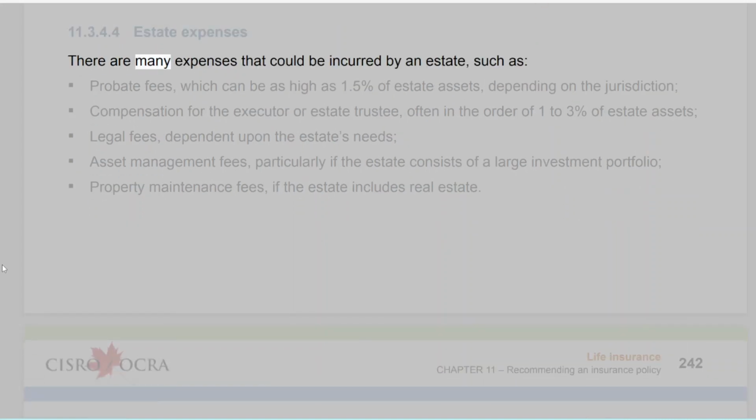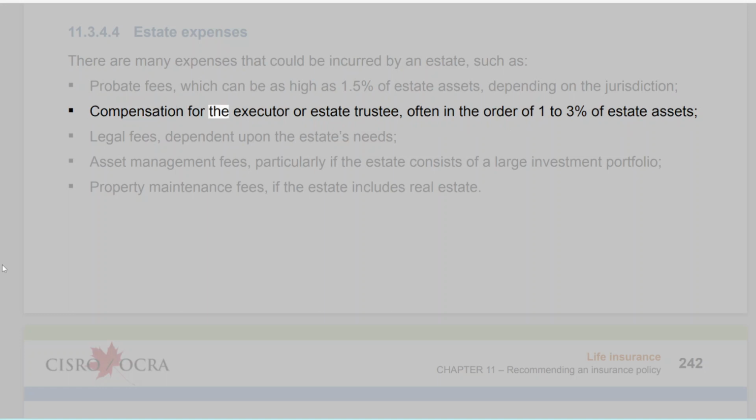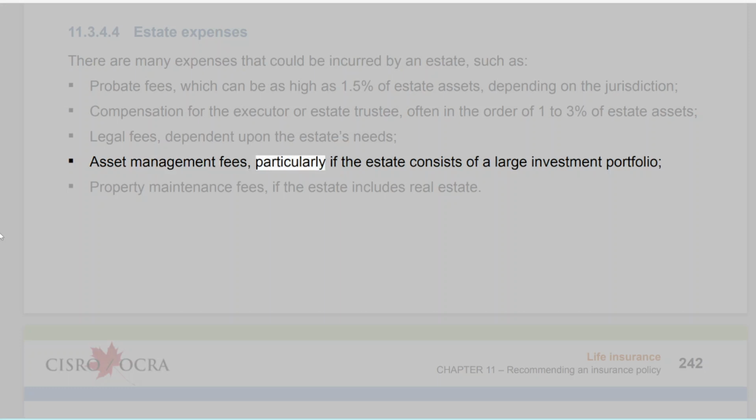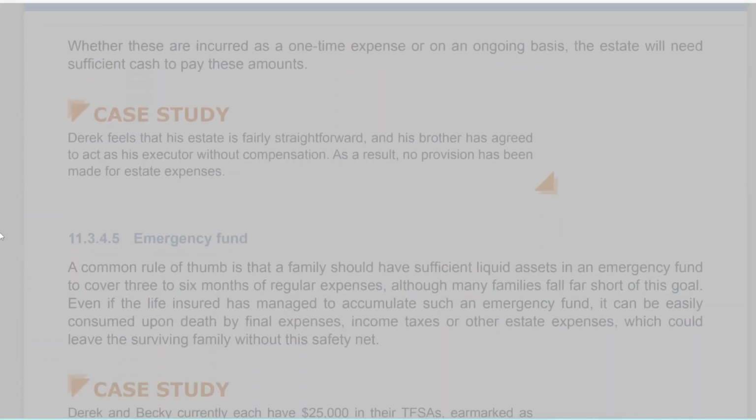1.3.4.4 Estate expenses. There are many expenses that could be incurred by an estate, such as probate fees, which can be as high as 1.5% of estate assets, depending on the jurisdiction; compensation for the executor or estate trustee, often in the order of 1 to 3% of estate assets; legal fees, dependent upon the estate's needs; asset management fees, particularly if the estate consists of a large investment portfolio; and property maintenance fees, if the estate includes real estate. Whether these are incurred as a one-time expense or on an ongoing basis, the estate will need sufficient cash to pay these amounts.